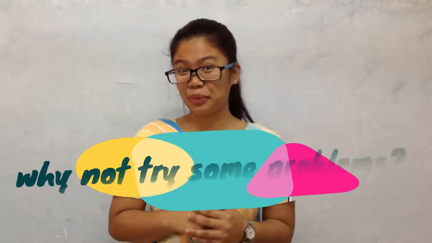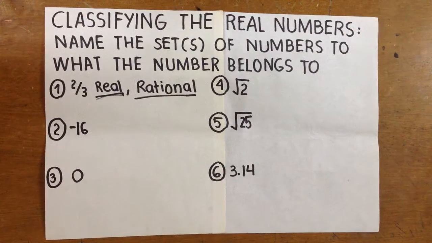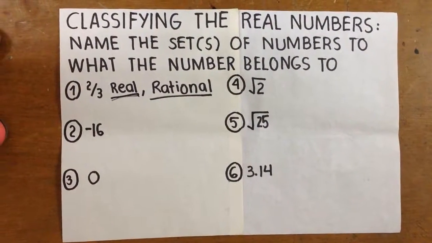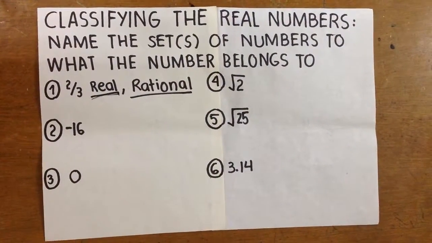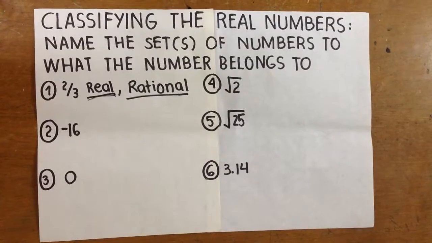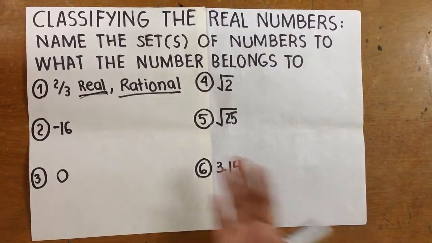Why not try some problems? There you go. Classifying the real numbers. Name the set or sets of numbers to which the number belongs. When doing this, it is asking you to state all the groups that we had just talked about and say which group this number belongs to.